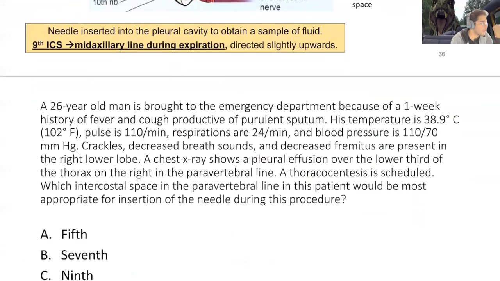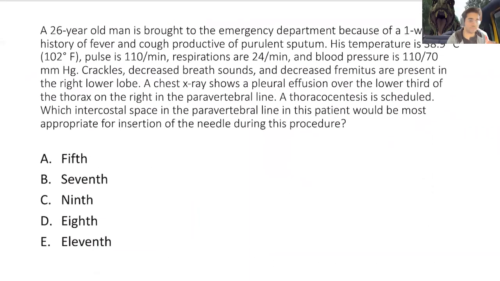Okay. Now, the needle insertion is into the pleural cavities obtained to get sample. So ninth intercostal mid-axillary line during expiration so that the lung fields are clear, right? You're expiring out, your lungs are basically being pushed up and compressing to release the air out. So less likely that you're going to poke the patient. Let's do this question.